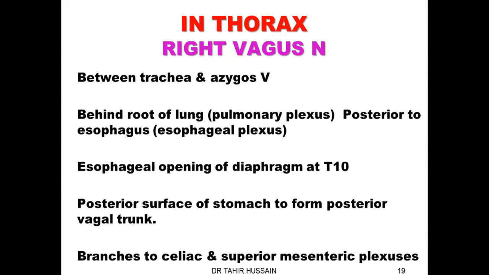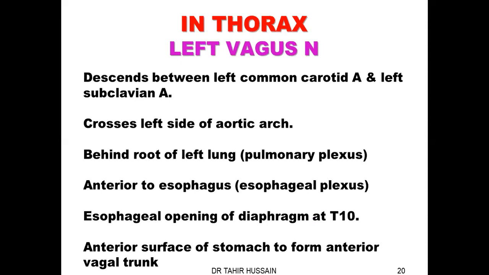In the thorax, the right vagus nerve lies between the trachea and azygos vein, behind the root of the lung, posterior to the esophagus, and enters the abdominal cavity by passing through the esophageal opening of the diaphragm at the level of the 10th thoracic vertebra. Then it passes on the posterior surface of the stomach and forms the posterior vagal trunk, and gives branches to the celiac and superior mesenteric plexus.